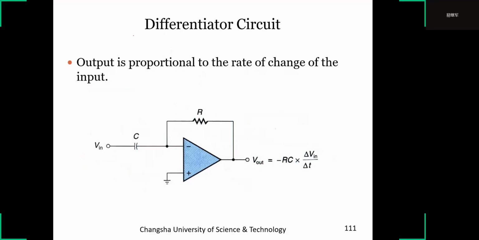It's a differentiator circuit. V out is equal to this. This is what we call the differentiator. This equation is a differentiator.